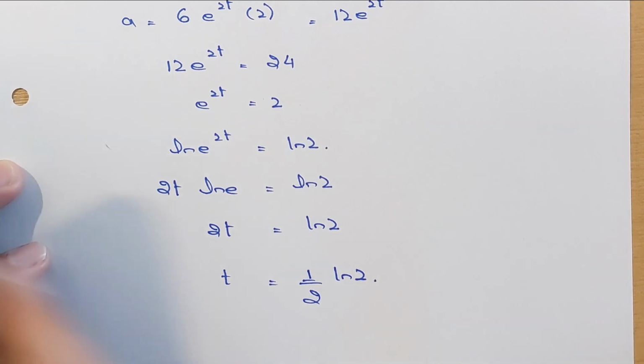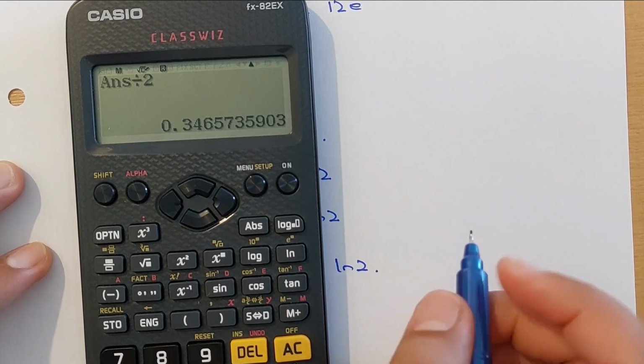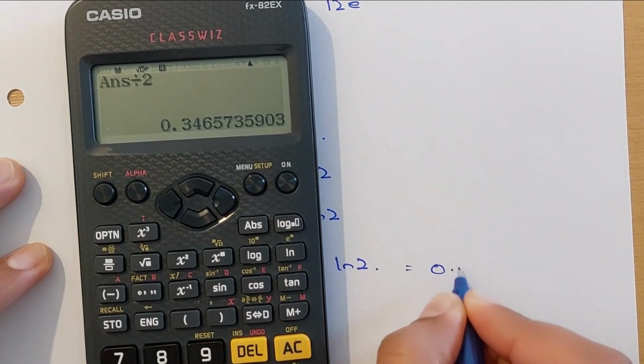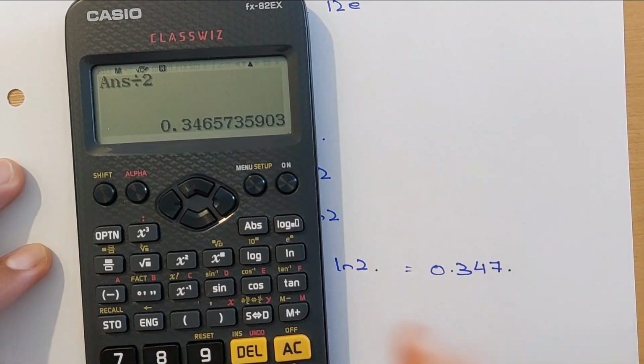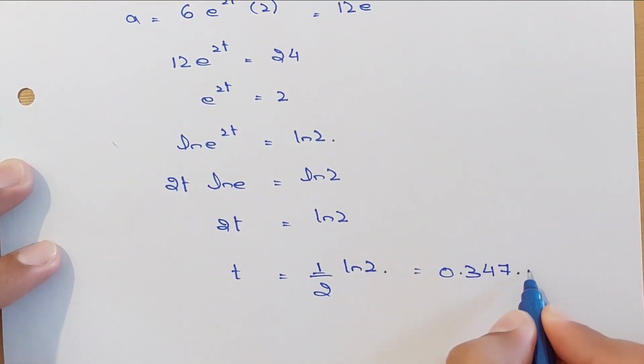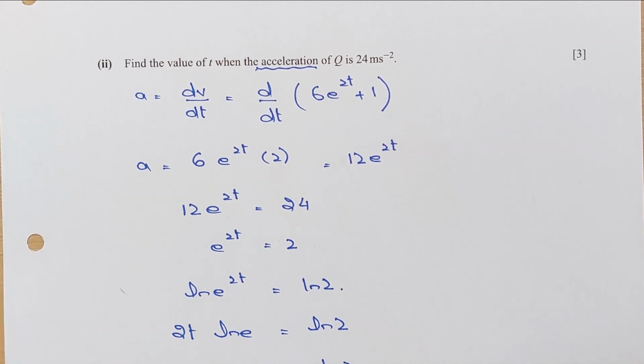Let me calculate this. Natural log of 2 divided by 2 is 0.347. Yes, this is in seconds. We can say this is the value of the time when the acceleration of the particle is 24 meters per second squared. So that was the last question of our paper.